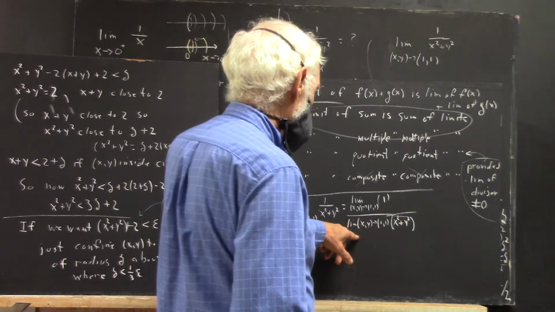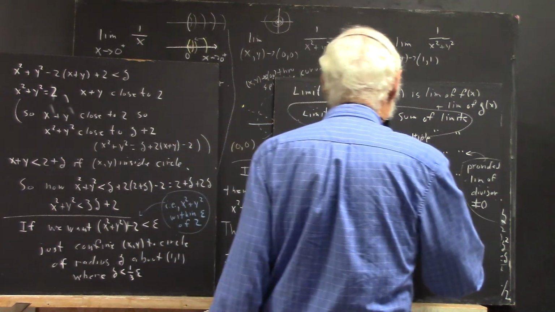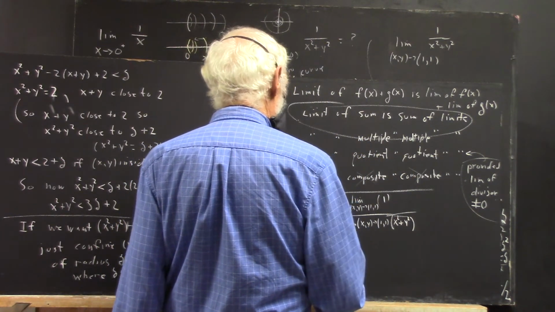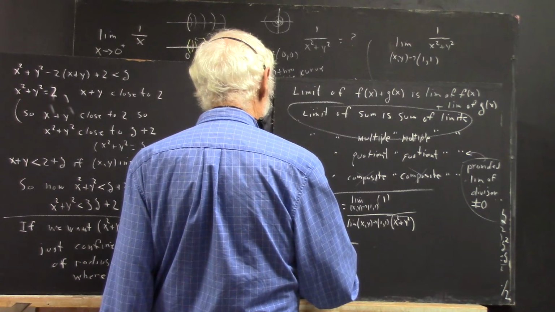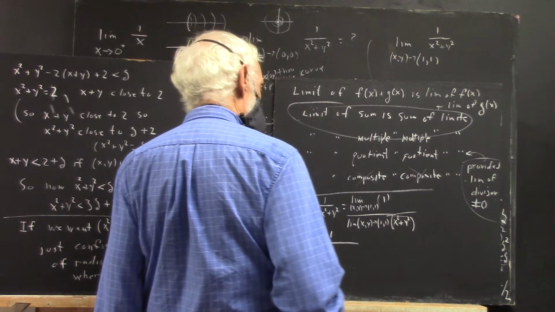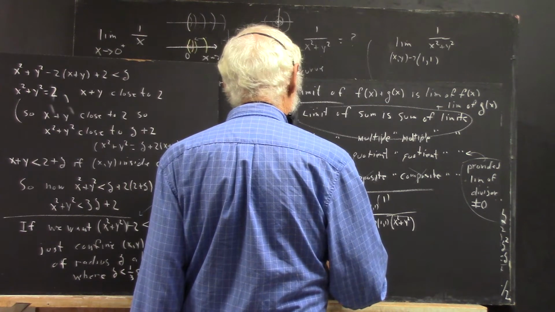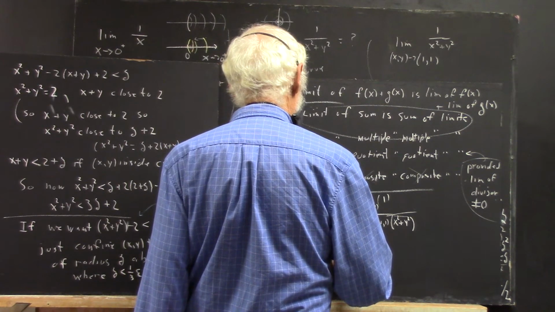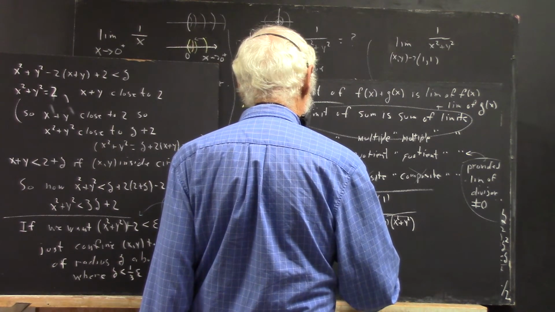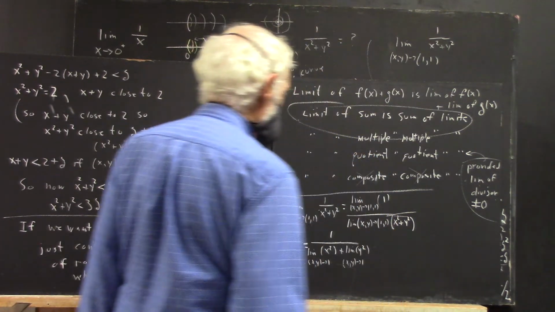And I should have put the x, y goes to 1, 1 as a subscript here, but I think you understand what I'm trying to write. And this equals 1 over the limit as x, y goes to 1, 1 of x squared plus the limit of y squared.